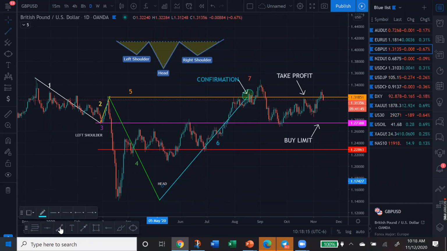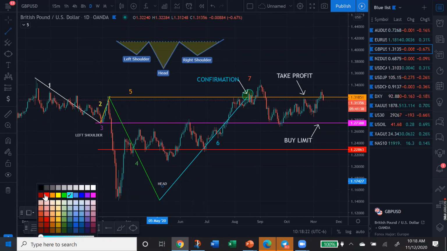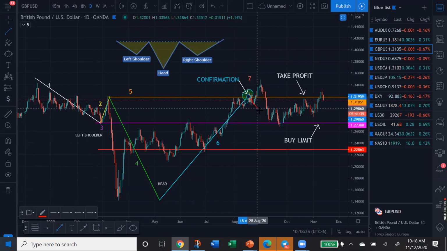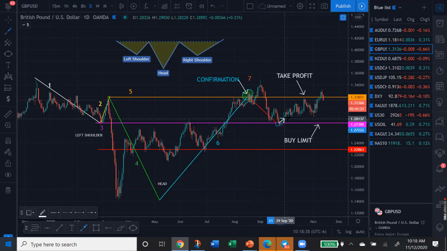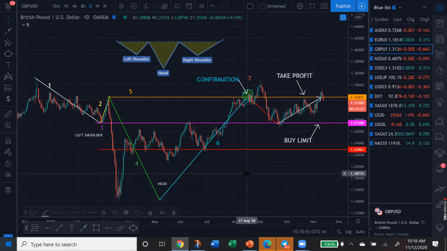Now, what are we waiting for? Remember, we buy or sell the right shoulder. So as the market came back, it triggered our entry point right here, because we would already have our order waiting. We want the market to come to us. And then the market went ahead and gave us our take profit right there. That's on the daily time frame.